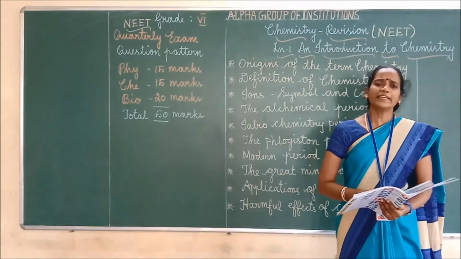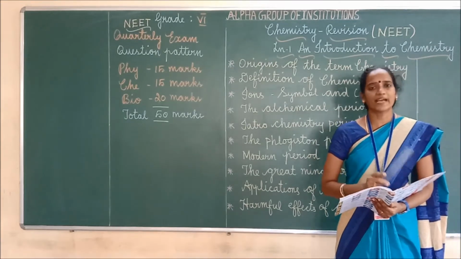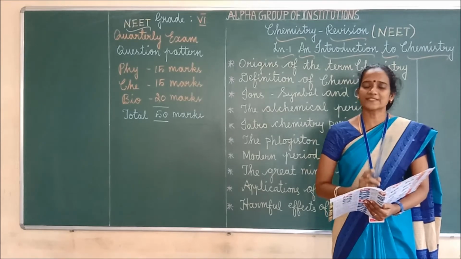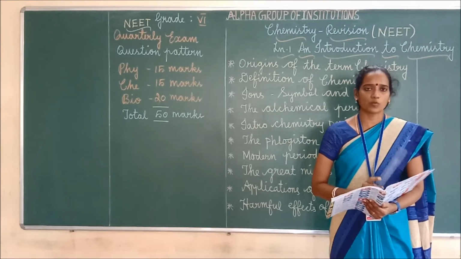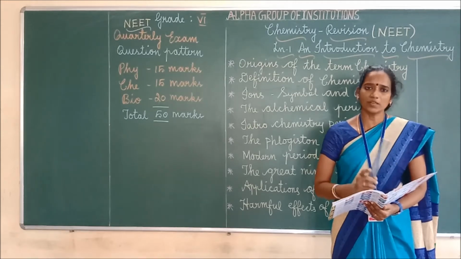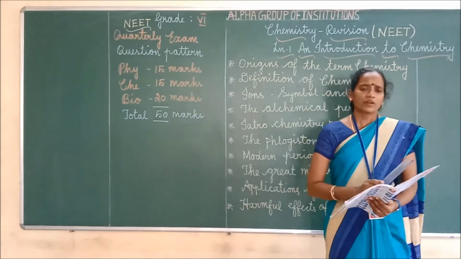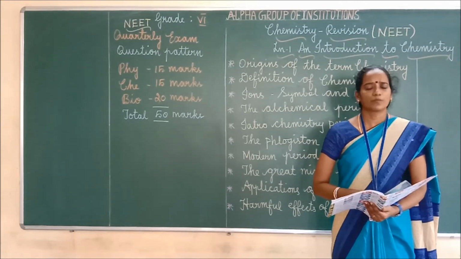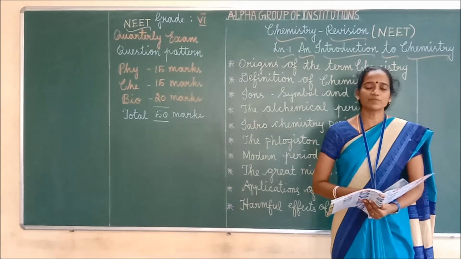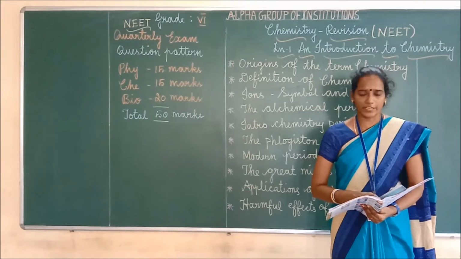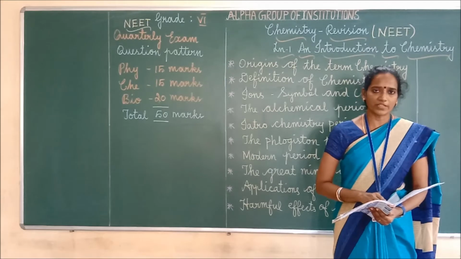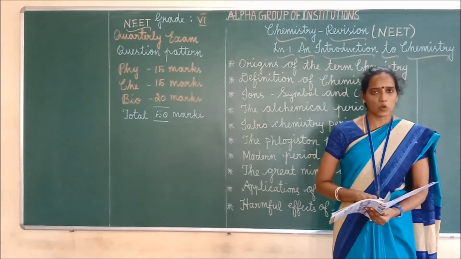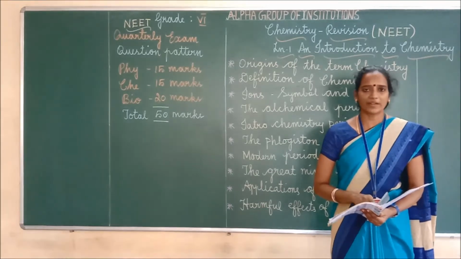Next one. Anything which occupies space and has weight is called a dash. The answer is matter. Anything which occupies space and has weight is called matter. Next one. Group of atoms bonded together are called a dash. Molecule. Group of atoms bonded together are called molecule. Can I give one example for this? Water, because it is composed of hydrogen as well as oxygen atoms. So it will come under molecule only.